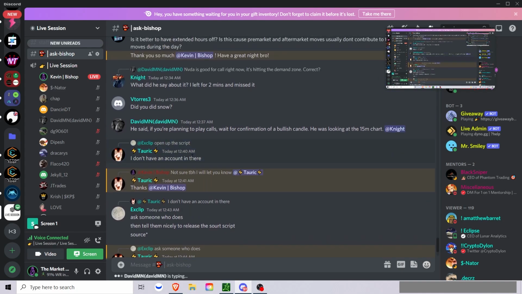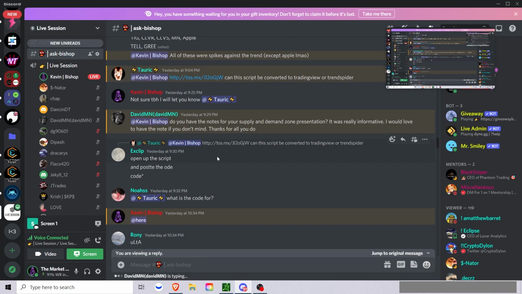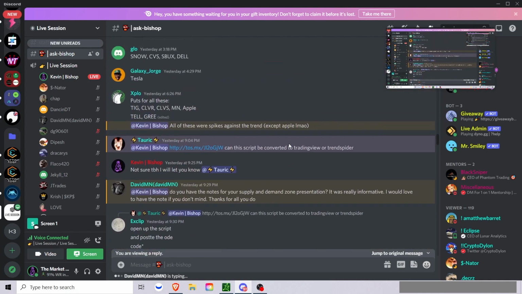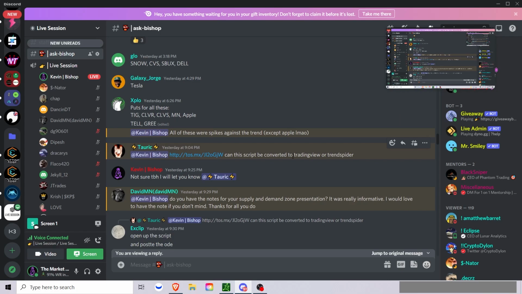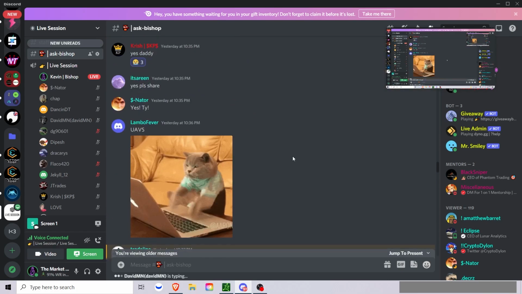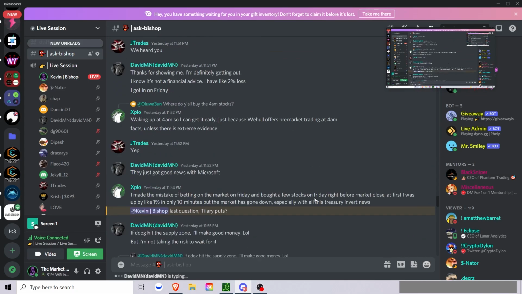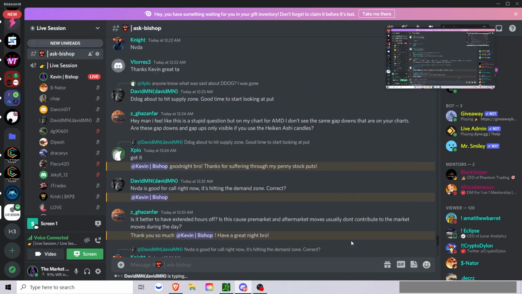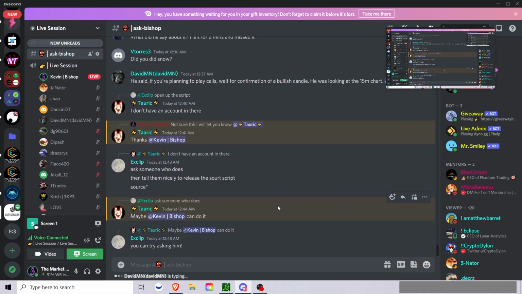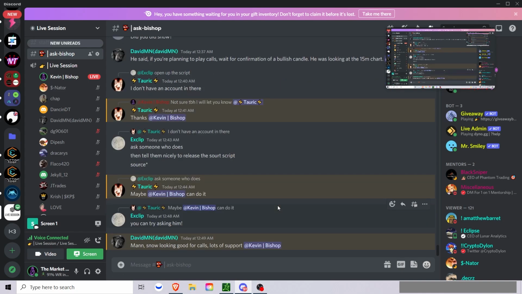Can the script be converted to TradingView or TrendSpider? Not that I know of. I do know that some people said there's a similar indicator on there, but I'll definitely take a look at it since a lot of people are asking. That script only works on Thinkorswim, but I'll definitely look into it.